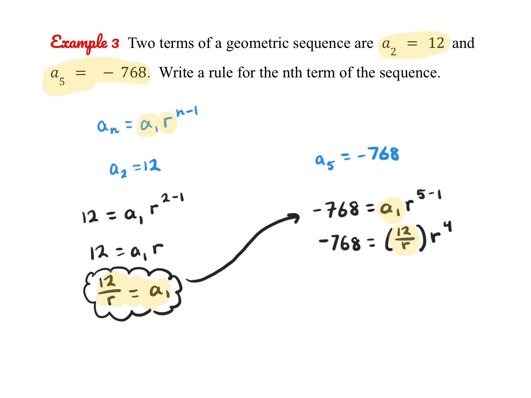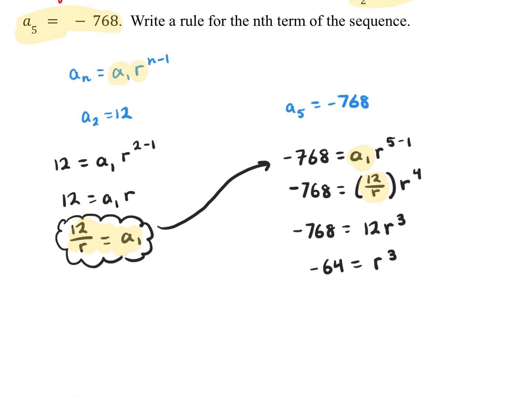Now I'm going to clean up the right side a little bit because I have r to the 4th divided by r, so that gives me 12r cubed. Then I'm going to solve for r. So I'm going to divide both sides by 12, and I get negative 64 equals r cubed. And remember, the way you get rid of a cube is you cube root both sides. So r is going to be the cube root of negative 64, which is negative 4. Remember, it's okay to take the cube root of a negative. The cube root of a negative will just result in a negative.